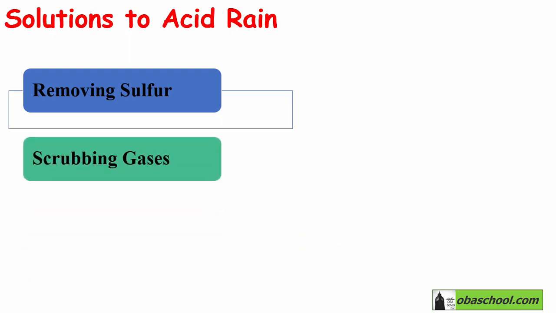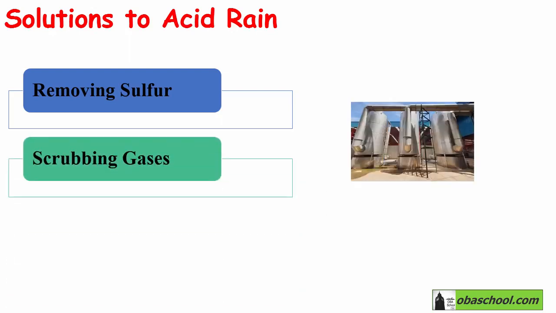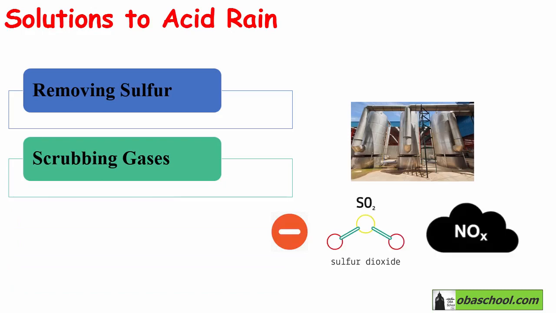We can also use scrubbing of the gases in power stations and factories to remove SO2 and NOx. So we will use scrubbing to remove sulfur dioxide and nitrogen oxides. This is cleaning the gases to remove atmospheric pollutants such as SO2 and NOx.